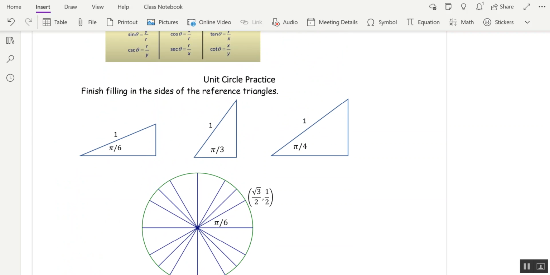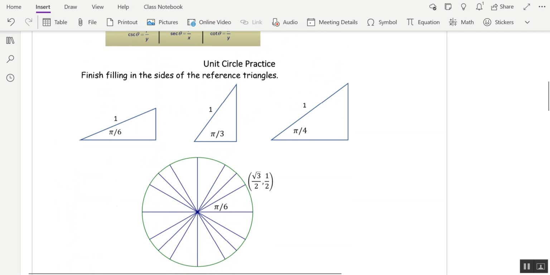All right, so let me talk a little bit more about the unit circle. And the key to the unit circle is on the next page. So if you look at your unit circle, it's a blank unit circle that you're supposed to fill in, and you can print it out a bunch of times and just keep filling it in until you get it. But if you can memorize the reference triangles, it makes filling in the unit circle super easy.